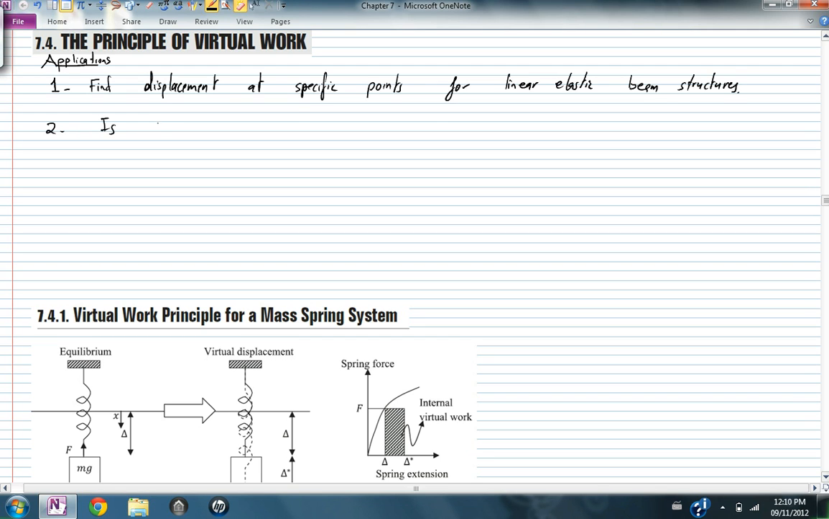Now, the other application that is very successful is that the principle of virtual work is the basis behind the new numerical techniques to find solutions to the equilibrium equations, especially FEA, finite element analysis in particular. And the purpose of these numerical techniques is to find approximate solutions to the equilibrium equations.